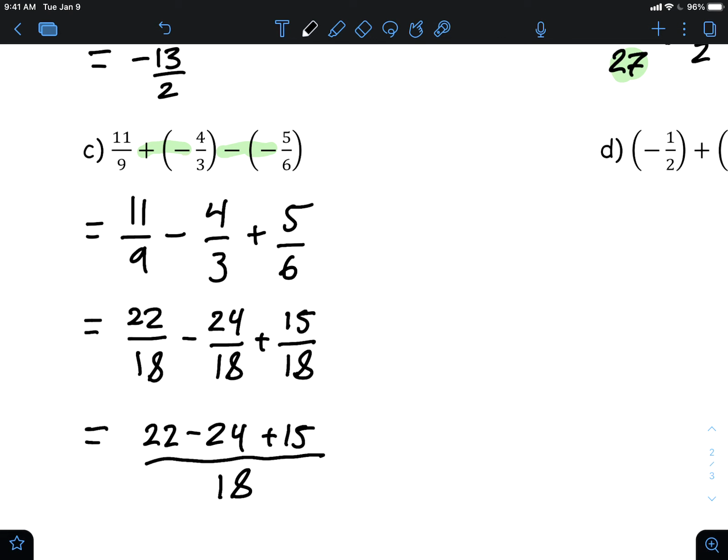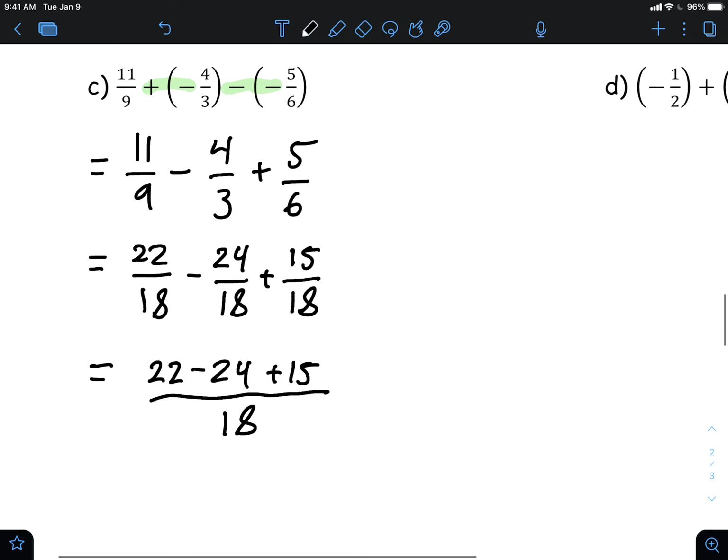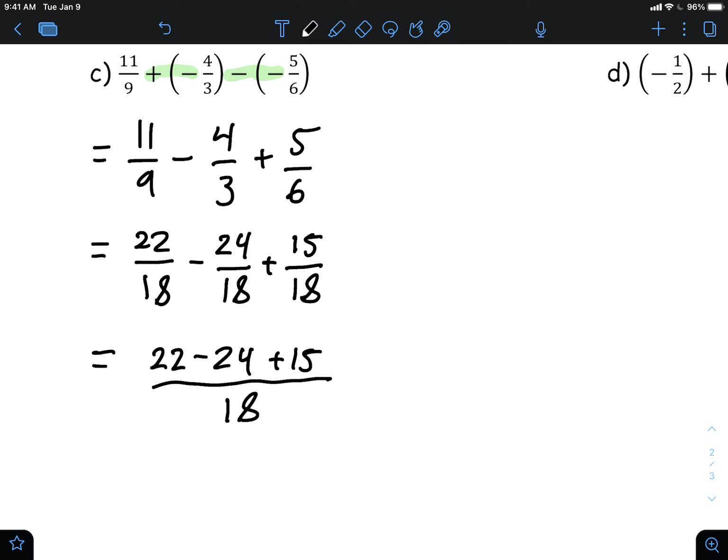So could someone tell me what is 22 minus 24 plus 15? Yep. 13. 13, exactly. So the 22 minus 24 gets you minus 2. And then 15 minus 2 is 13. So we got 13 over 18. And then once again, we've got a prime number as our numerator, so we can just leave it like that. 13 over 18 is as simple as it's going to get.